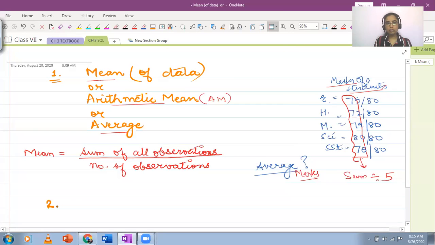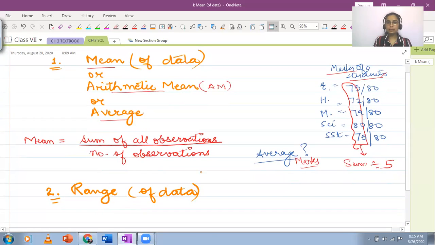Along with this, the second thing you want to know about here is the range. Range means the values that have been given to you, from where to where they are going. If you check the minimum value and the maximum value in this list, how far away are they from each other? So range is given by the highest value or the highest observation minus the lowest value, or the least value, the smallest value.